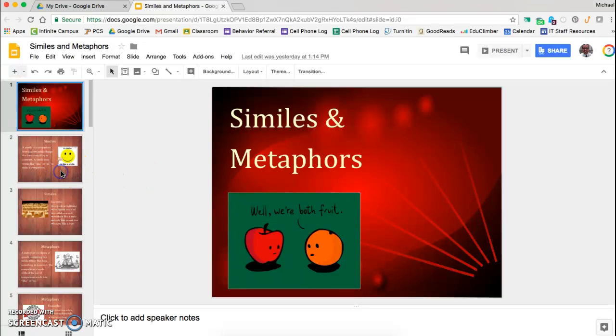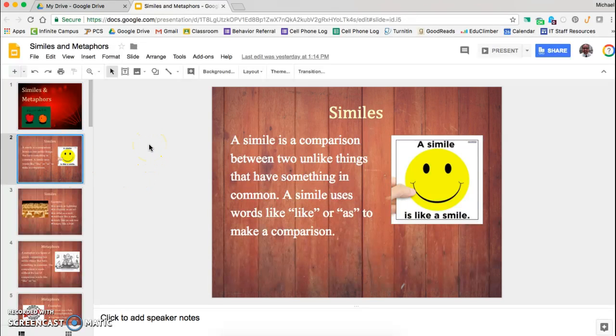So let's look at simile first. A simile is a comparison between two unlike things that have something in common. A simile uses words like or as to make a comparison. There are other options as well. Some people just focus in on these two options, like or as. Technically, you could say something is similar to something else, and that would be a simile, or you could say you're doing something as if, and then continue on from there, and that could be a simile. But most times you'll see similes using either the word like or the word as.